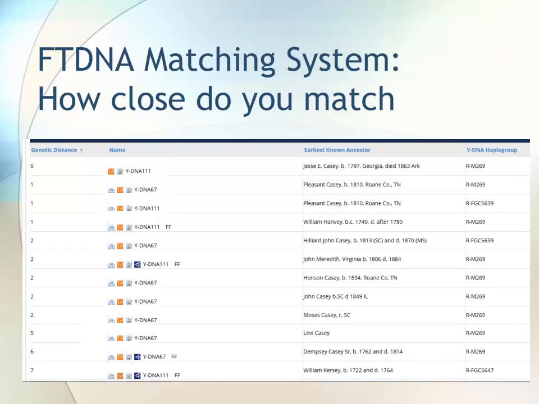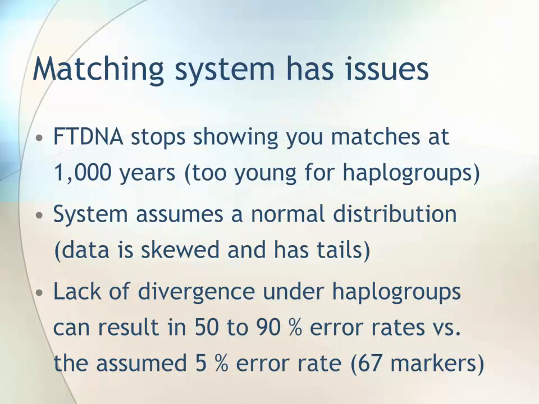This is a very good example of how and when the family tree matching system works. There's a couple of a Hanvey and a Meredith, which are probably NPE events, and then there's Kersey, which is probably a surname derivation issue. But in this particular scenario, the Family Tree DNA matching system works quite well. But the Family Tree DNA matching system has issues.